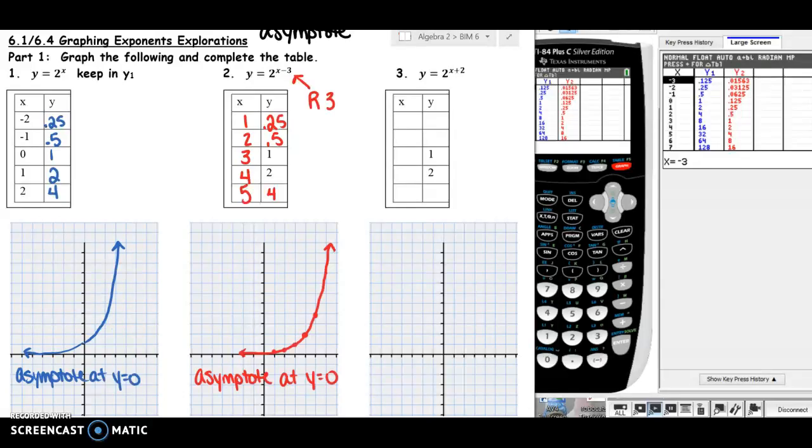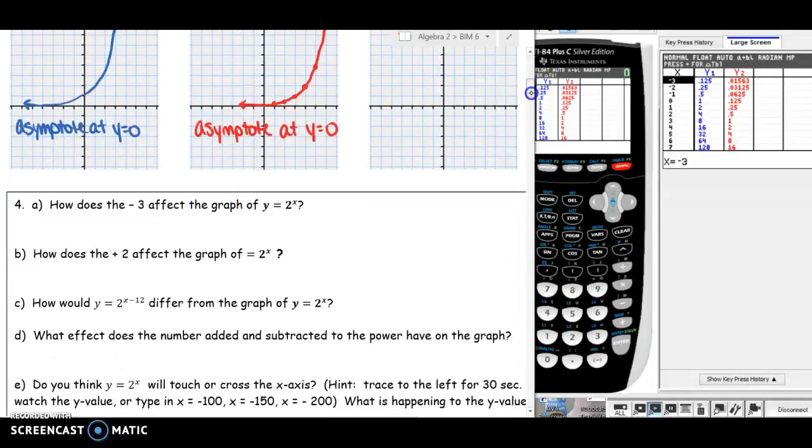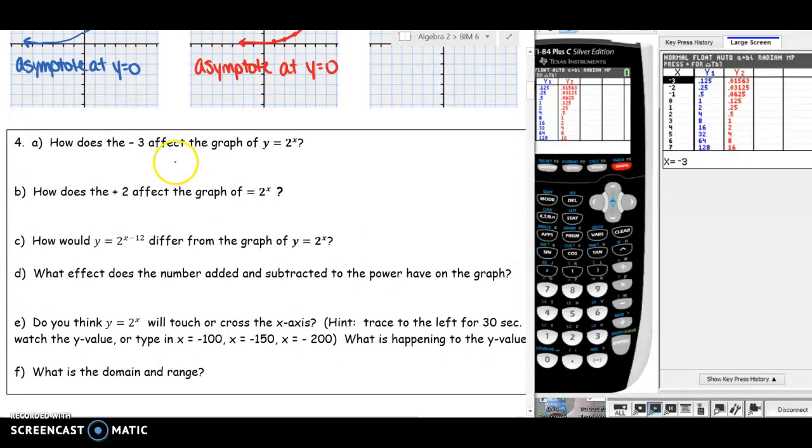What do you think is going to happen in number 3 with the plus 2? Left 2. So adding and subtracting in the exponent with the x, anything that happens with the x, either inside the parentheses or underneath the radical or up in the exponent, that's going to be side-to-side movement. So if we go down and answer number 4, what does the minus 3 do? It moves the graph right 3. The plus 2 will move the graph left 2.